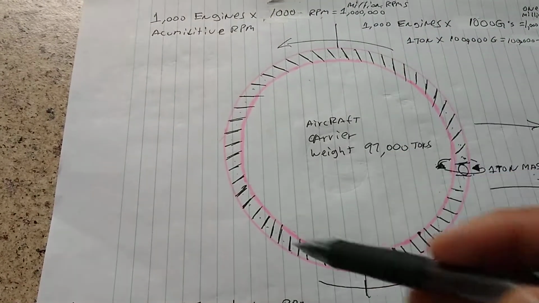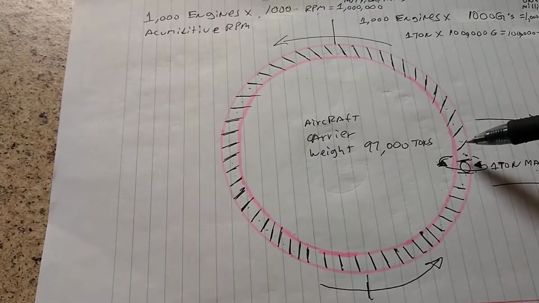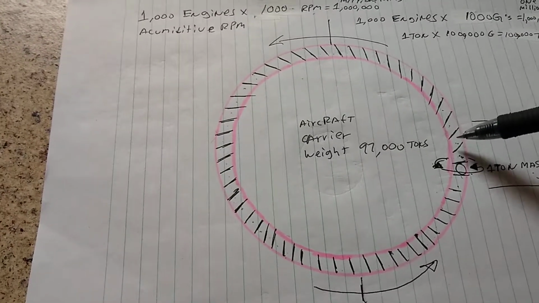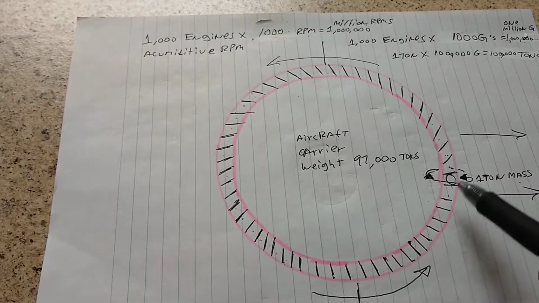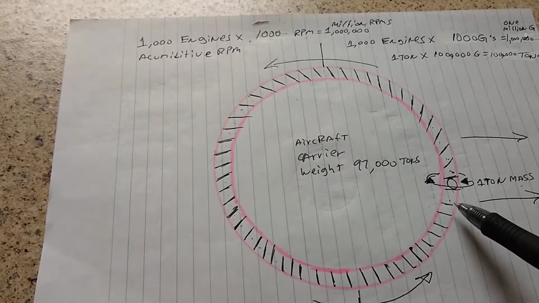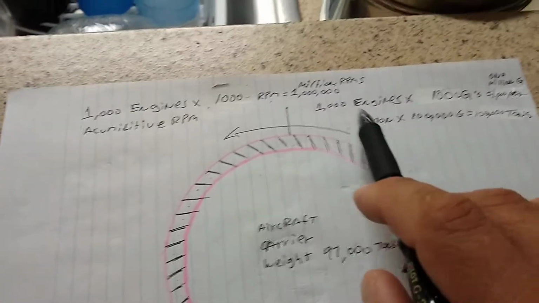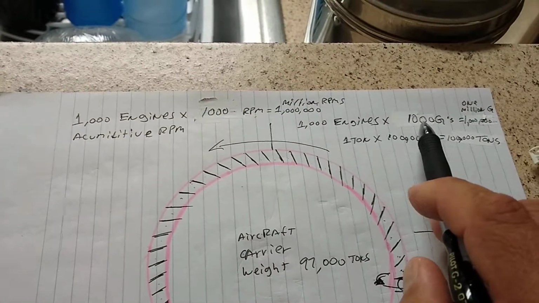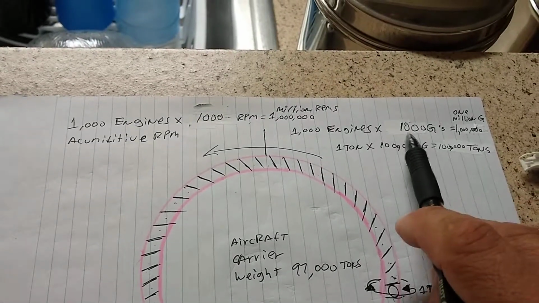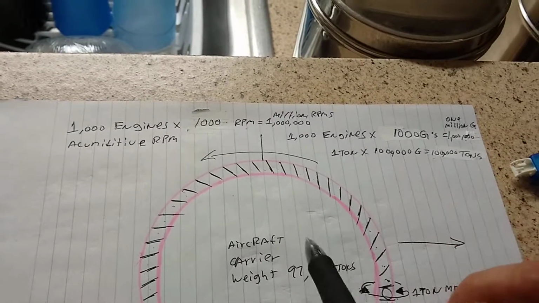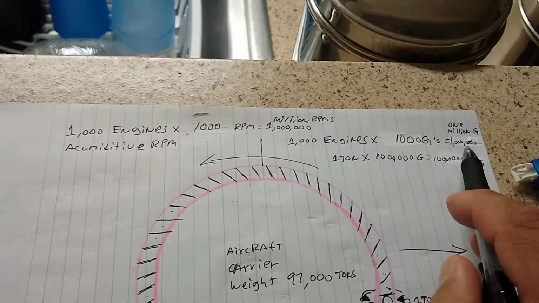Even though all the engines are spinning at the same g-forces, the speeds are cumulative. The front one is always spinning faster than the one behind it. You have 1,000 engines, and each one's got 1,000 G's. So you multiply 1,000 engines times 1,000 G's, and you get 1 million G's total. So that's the answer.